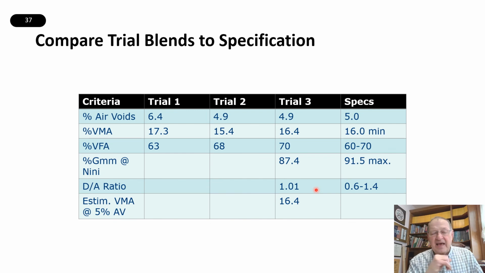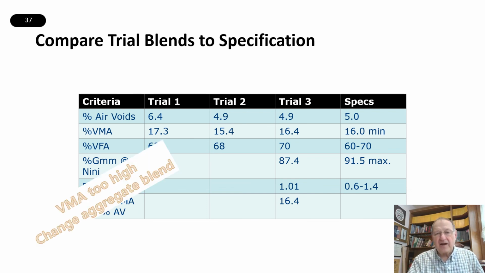The dust to asphalt ratio, and this is dust to effective asphalt ratio, needs to be between 0.6 and 1.4. We would estimate that we will end up about 1.01. That's good. And our VMA at 5% air voids is probably going to be exactly where it is here with this asphalt content at 4.9%, and that's above the minimum. So trial 3 looks good.